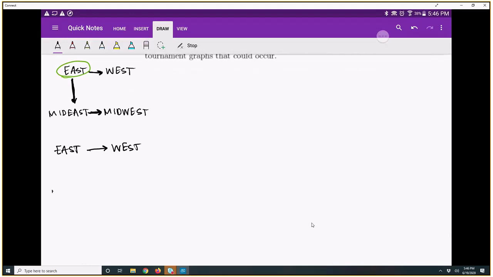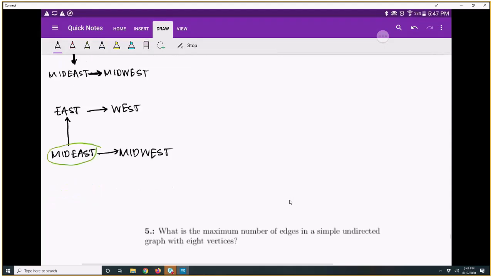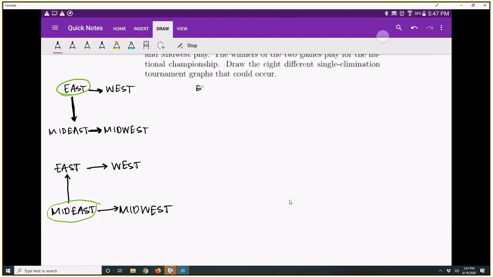and Mid-East beating Midwest, but then when Mid-East and East meet for the championship, maybe Mid-East wins. Then that would look like this, and Mid-East would then be the champion in this situation. Or I could have that East beats West, let's say that West beats East. West beats East. Mid-East is still beating Midwest.